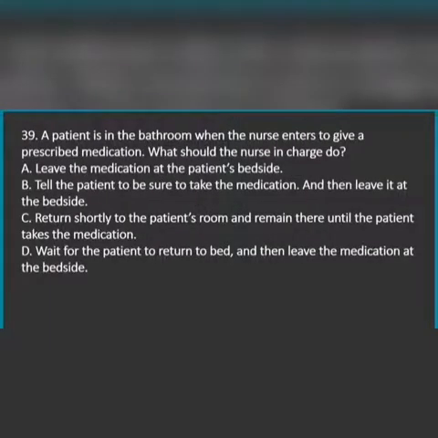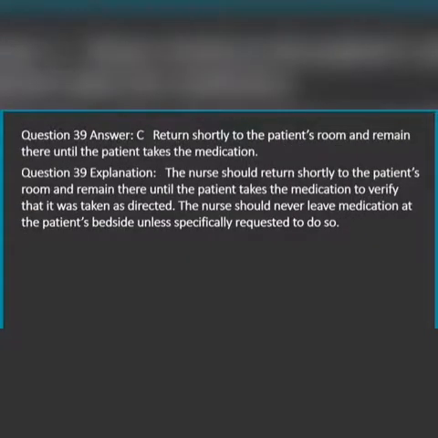Question 39. A patient is in the bathroom when the nurse enters to give a prescribed medication. What should the nurse in charge do? A. Leave the medication at the patient's bedside. B. Tell the patient to be sure to take the medication, and then leave it at the bedside. C. Return shortly to the patient's room and remain there until the patient takes the medication. D. Wait for the patient to return to bed, and then leave the medication at the bedside. Question 39. Answer: C. Return shortly to the patient's room and remain there until the patient takes the medication.